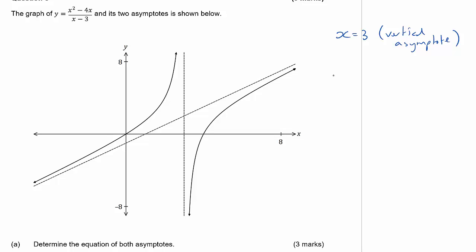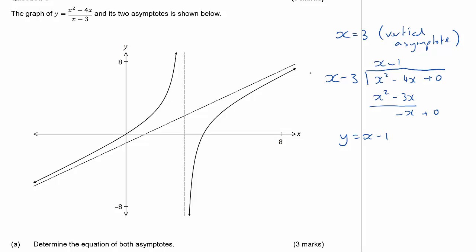Now, to find the other asymptote, we could do this by division. So I've got x squared minus 4x plus 0. So x times x gives me x squared minus 3x, that's minus x plus 0, and x to get negative x is negative 1. We don't need to go on from there. We can say y equals x minus 1 is the other asymptote.